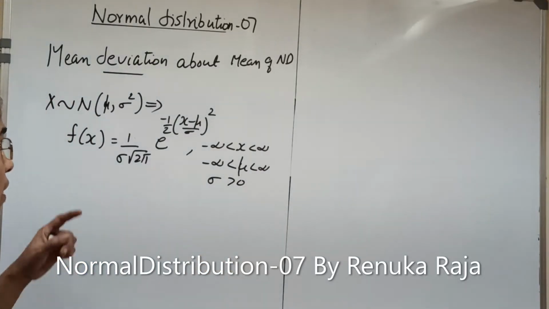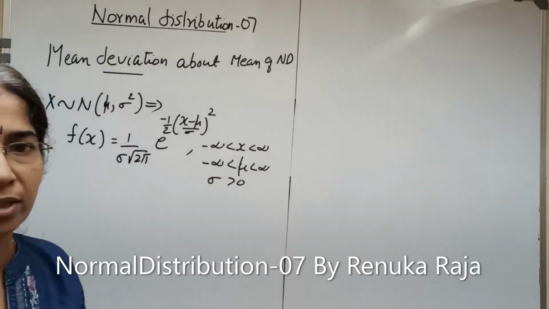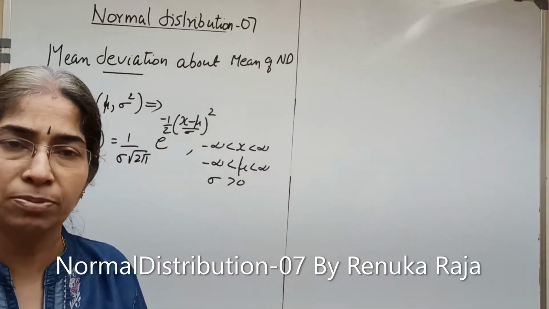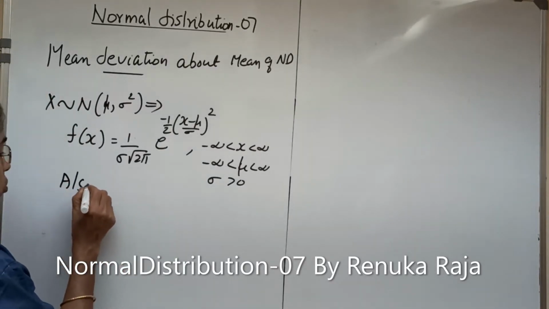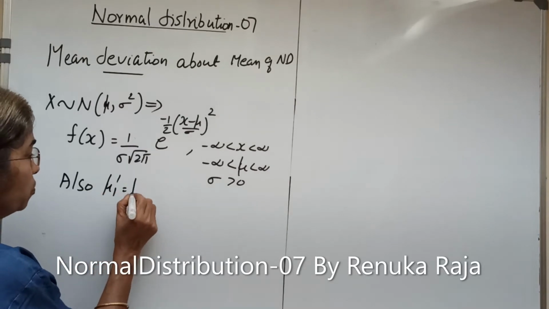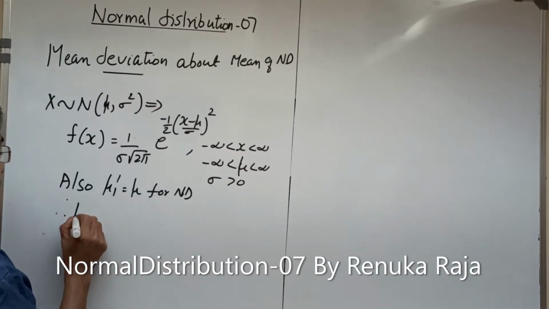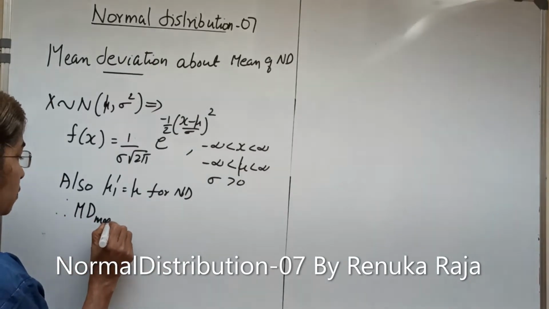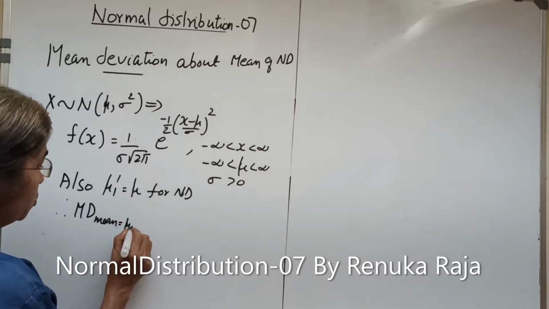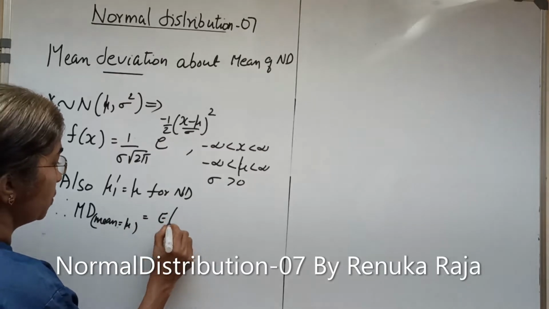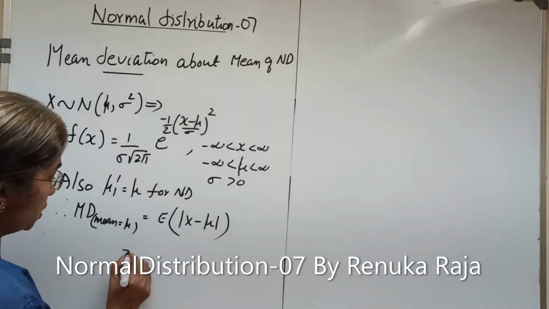Now mean deviation about mean equal to expectation of mod x minus expectation of x, or mu 1 dash, and for normal distribution also mu 1 dash equal to mu. Therefore mean deviation about mean, mean equal to mu, mean deviation about mean equal to expectation of mod x minus mu.